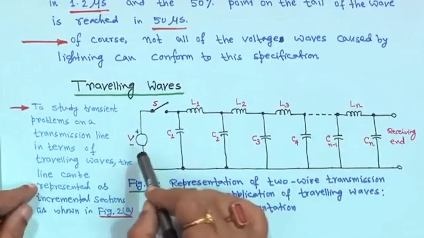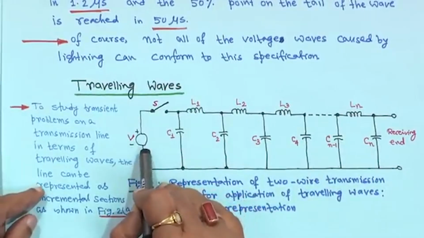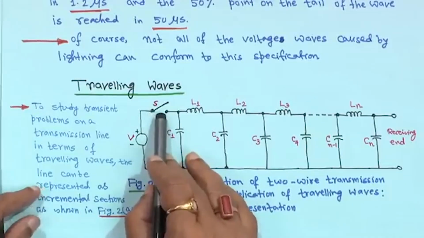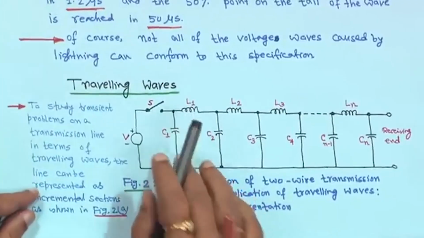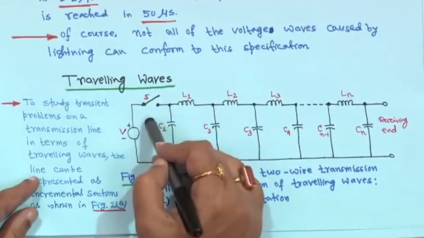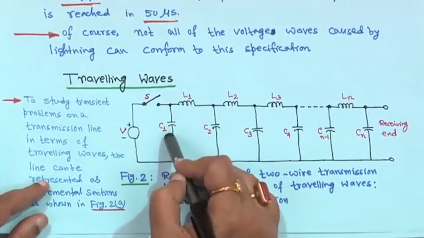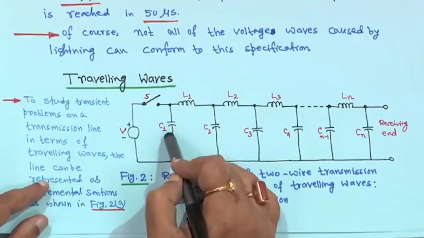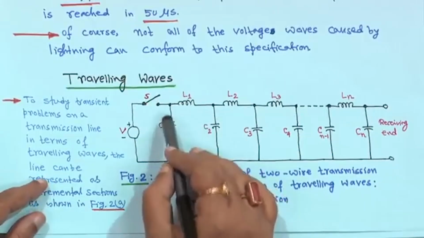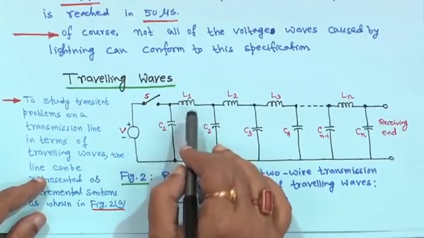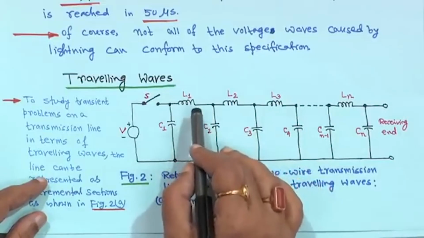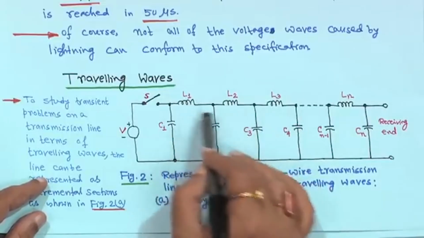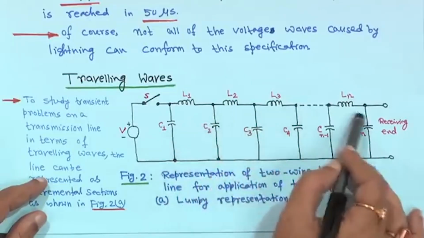Now, suppose there is a voltage source and a switch. What will happen? From circuit theory, as soon as you close the switch, the capacitances will be charged. But at the time of switching, we imagine that these are infinitesimally small sections.